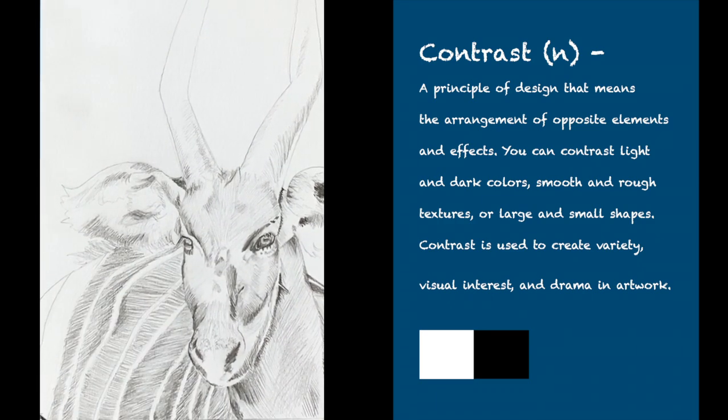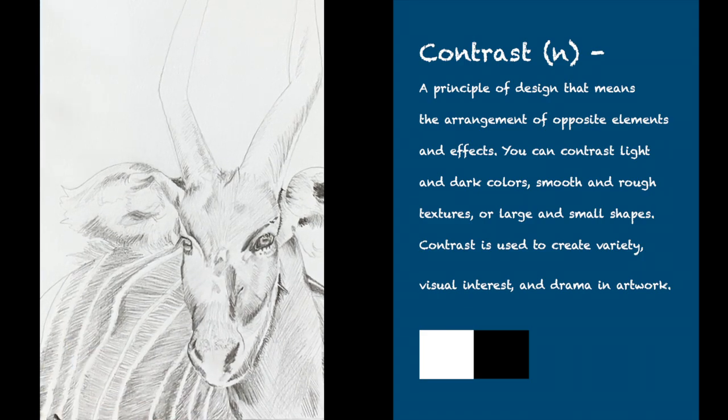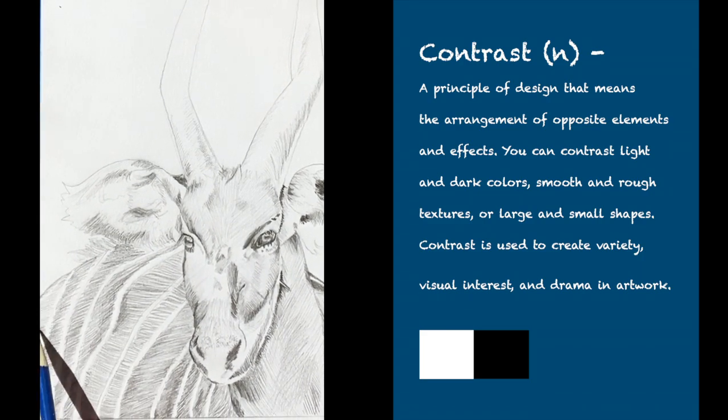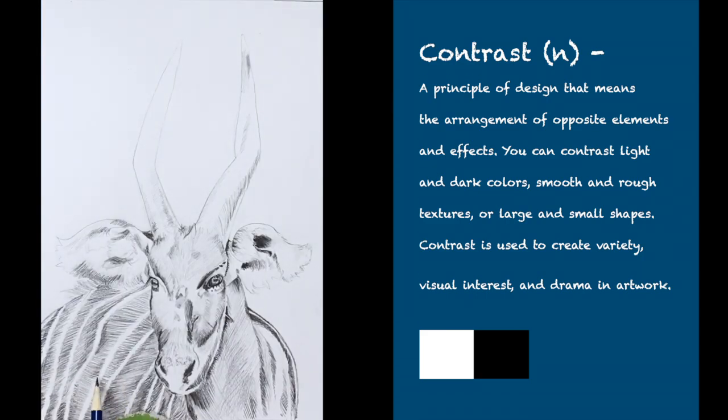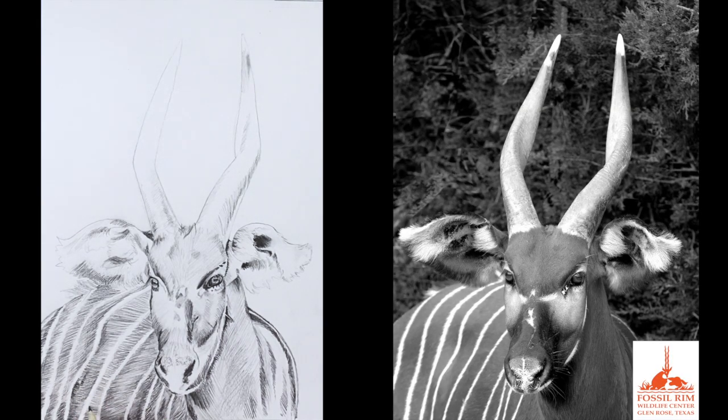Here, I use varying pressure on my pencil to create contrast between light and dark values so you can see where the light hits different parts of the animal's body. Contrast also helps your eyes to move around the artwork so you notice all the different parts. I also tend to draw lines that go in the direction of the hair of the animal or in the direction that the animal's body is foreshortened away from me in the image.